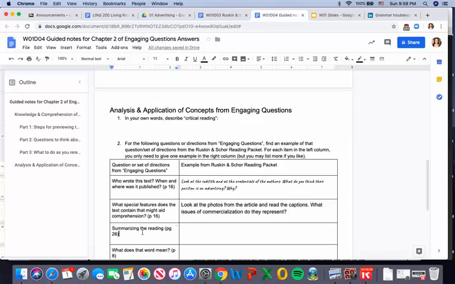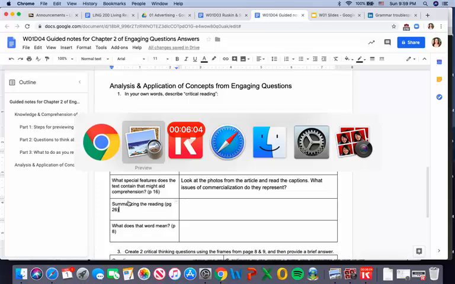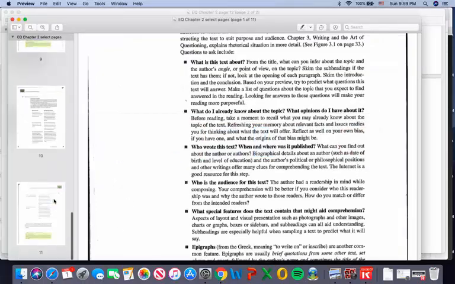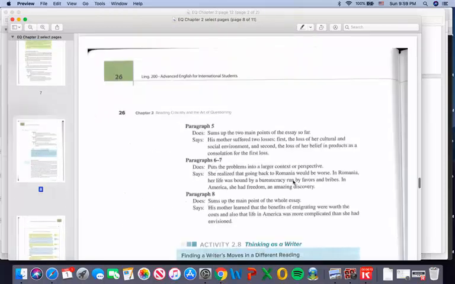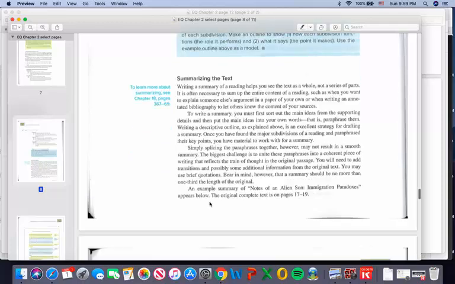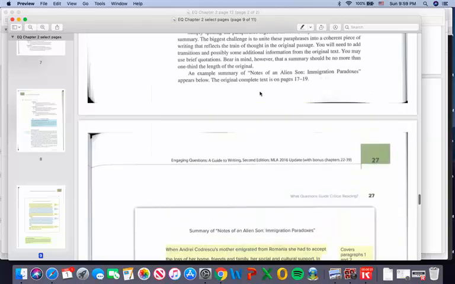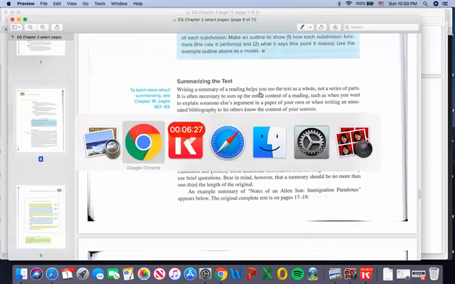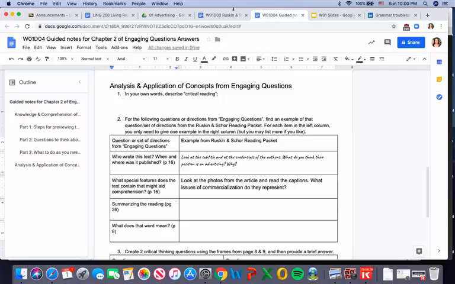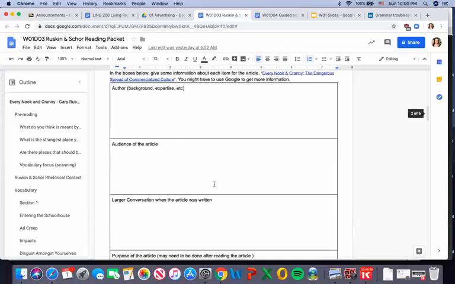And then here we've got this question or this command or description summarizing the reading. And if we go to page 26 of engaging questions, we can see that page 26 talks about summarizing the text, and it talks about doing this in different parts and kind of chunking it up. So let's look and see if there's a question in the reading packet that asks us to summarize the article from Ruskin and Shore.